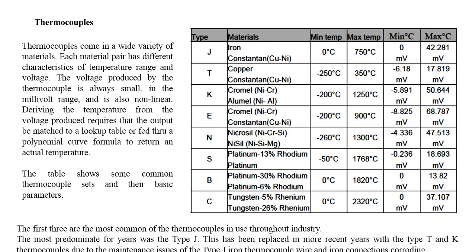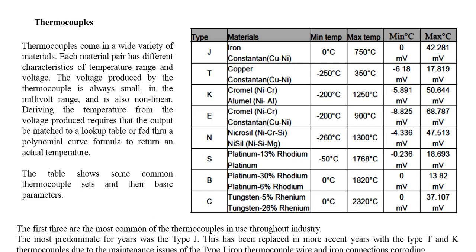Now, the table over here shows the thermocouple types and their basic parameters. There are different types of thermocouples like type J, K, T, E, N, S, B, C. Their materials are listed, their minimum and maximum temperatures are also given, and the corresponding minimum and maximum voltage range is given. Now, the first three in this are commonly used throughout the industry, that is type J, type K, and type T. Type J has been predominant over a certain period of time.